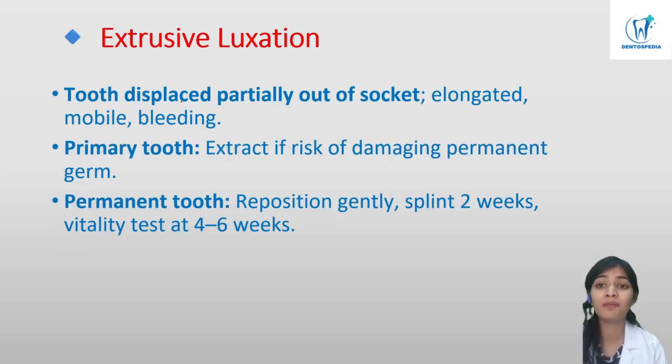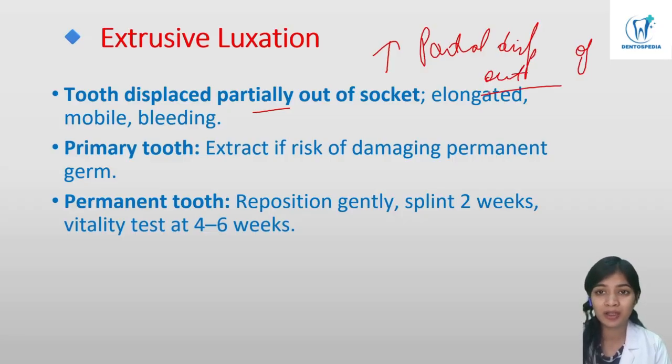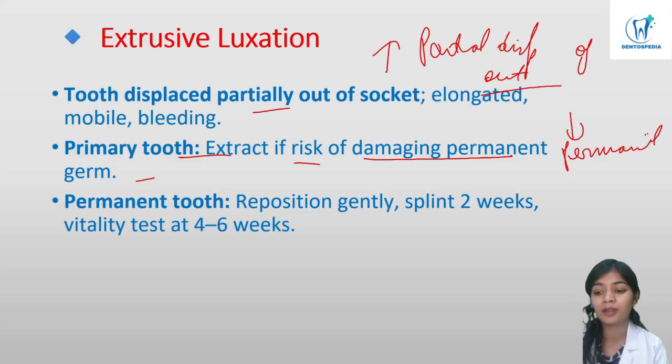So see, there will be a partial displacement of the tooth out of the socket. Understand? Are you getting the point? Now the tooth appears to be elongated. If the tooth is primary, then you have to extract it if there is a risk of damaging the permanent tooth germ. If you can see on radiograph that it is impinging the permanent successor tooth bud, then what you have to do? You have to extract the tooth.